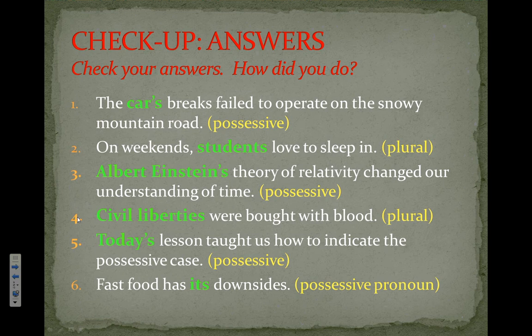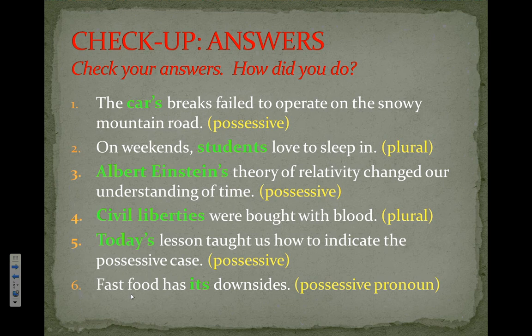Number 4, civil liberties were bought with blood. Do civil liberties own anything in the sentence? No. This is plural. Notice the Y changed to I and we added ES because we have the consonant T before the Y. So this is just plural. Number 5, today's lesson taught us how to indicate the possessive case. Now, today can't actually own anything, but we are showing the relationship between the lesson and today. So we are using the possessive case by adding an apostrophe S. There's not more than one today. There's only today.